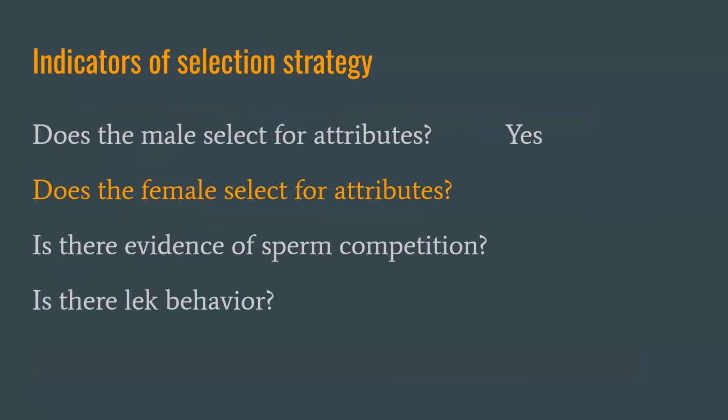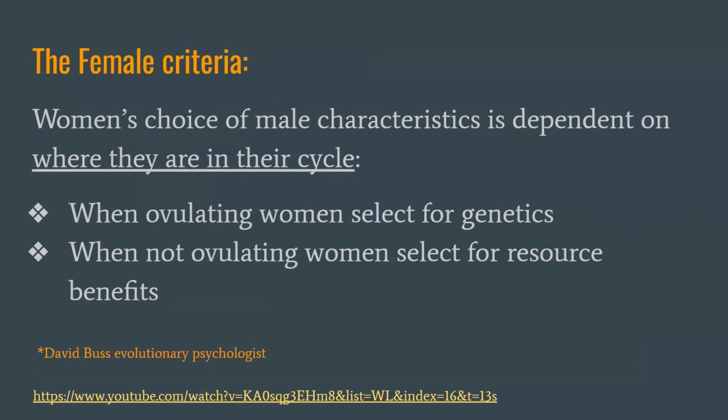So does the male select for attributes? Yeah. Human males select for attributes. How about women? Women's choice of male characteristics is dependent on where they are in their cycle. So they flip back and forth depending on where they are. When ovulating, women select for genetics. When not ovulating, women select for resource benefits. Resource benefits being like, can he protect me? Can he feed me? Can he show me a good time, right? You look for that kind of a thing.